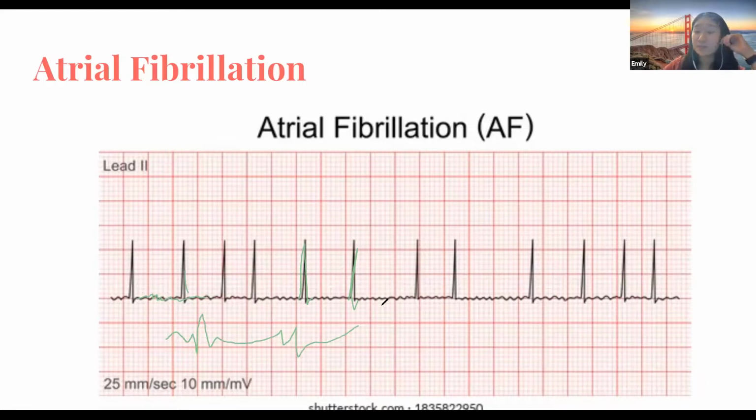Is there ventricular fibrillation? Yes, there is. There is ventricular fibrillation as well. It looks a little different from this though. But yep, there is ventricular fibrillation, which is almost worse than atrial fibrillation.